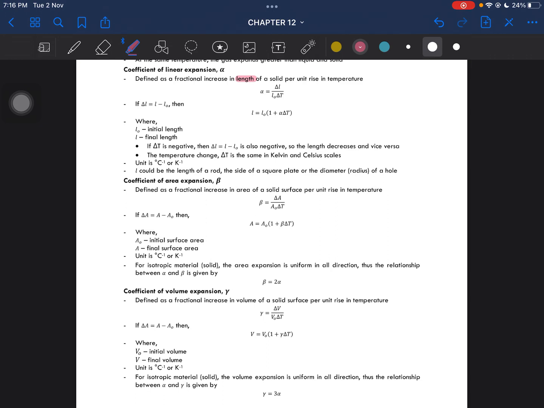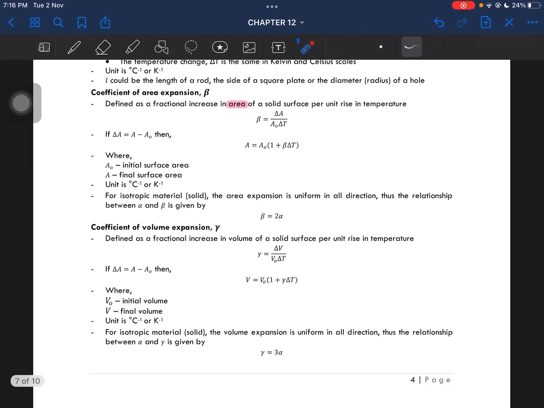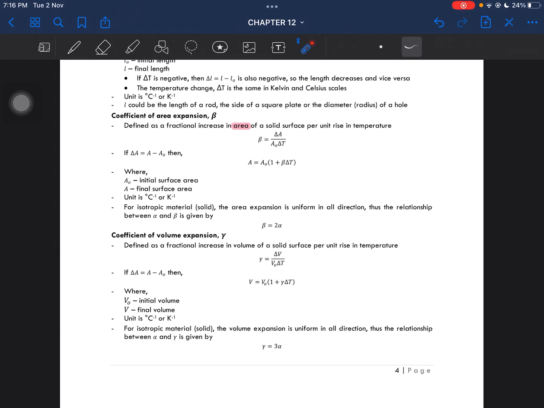Okay, so the coefficient of area expansion, the symbol is beta, and it is defined as the fractional increase in area of a solid surface per unit rise in temperature. Mathematically the only thing that changes is the delta A. Instead of delta L, it becomes delta A, which is the change in area. For an isotropic material, the area expansion is uniform in all directions. So we can create an equation that relates alpha and beta, which is this equation.